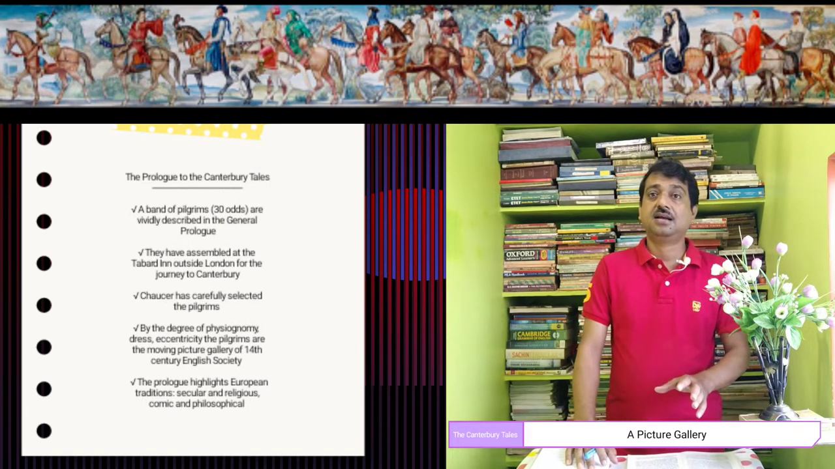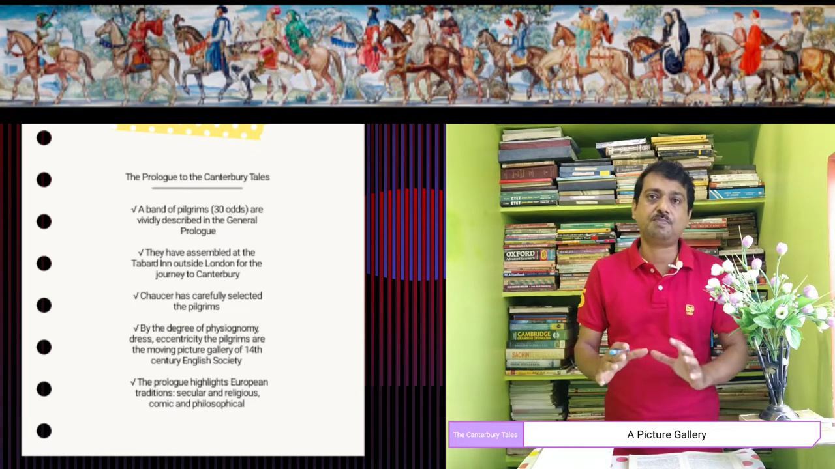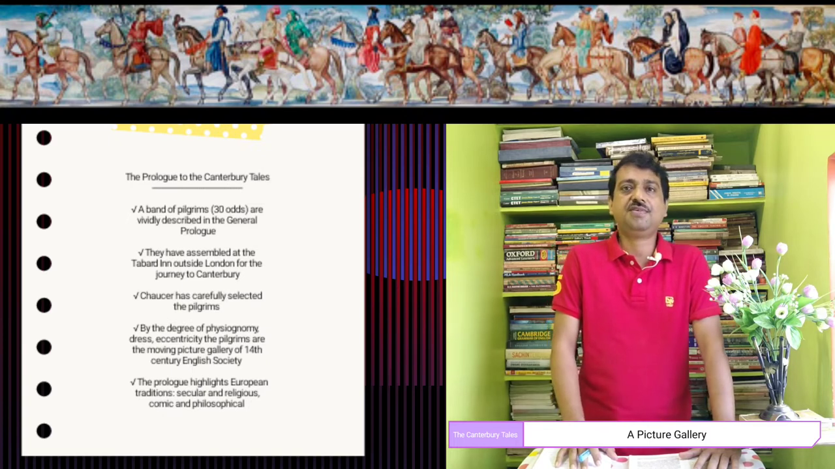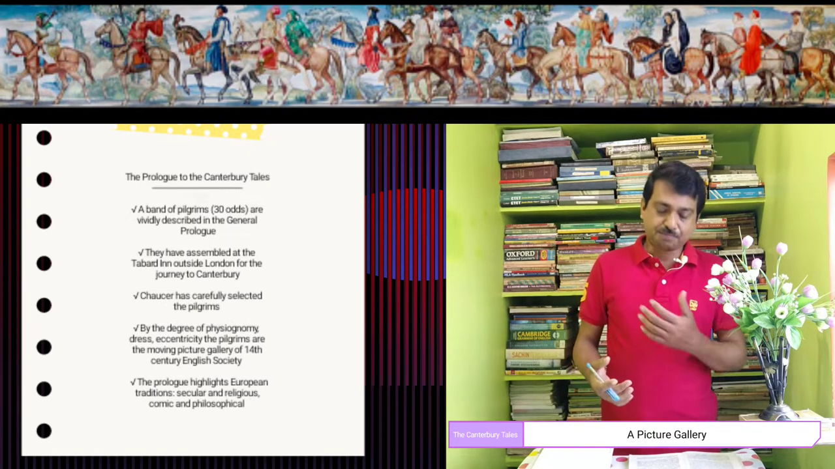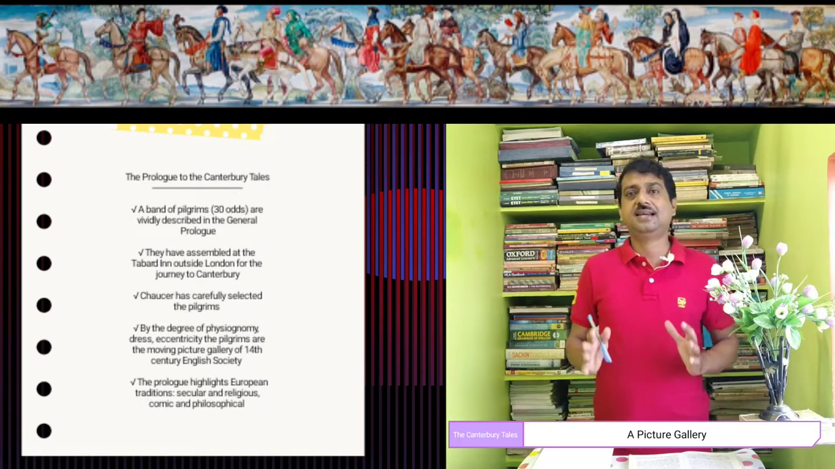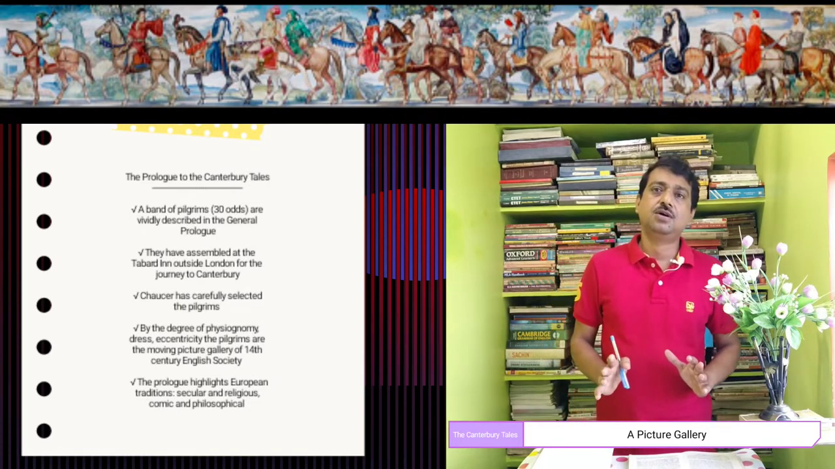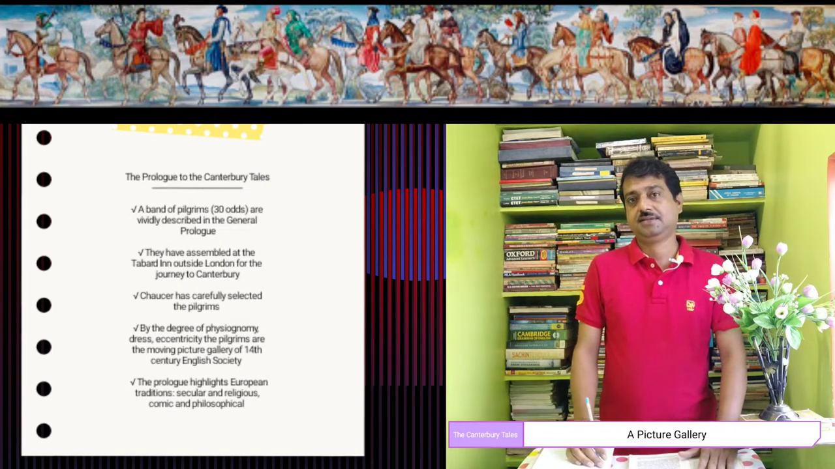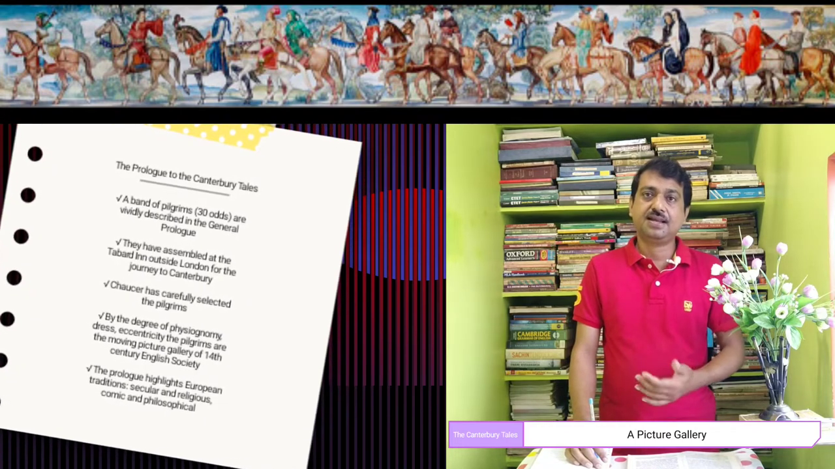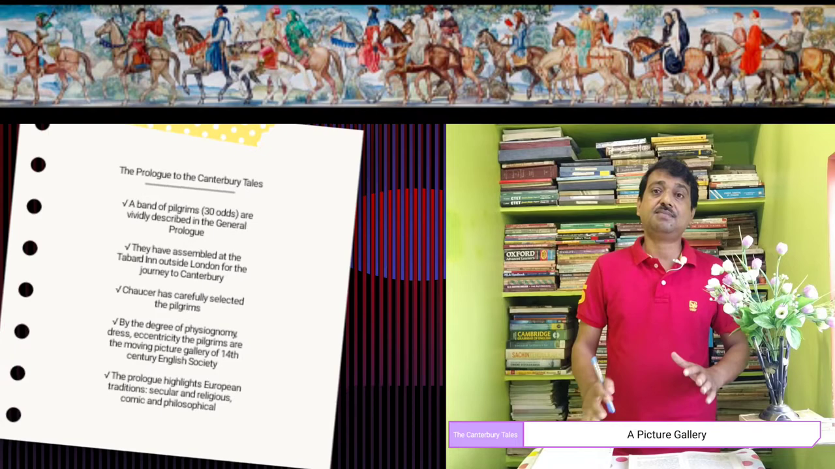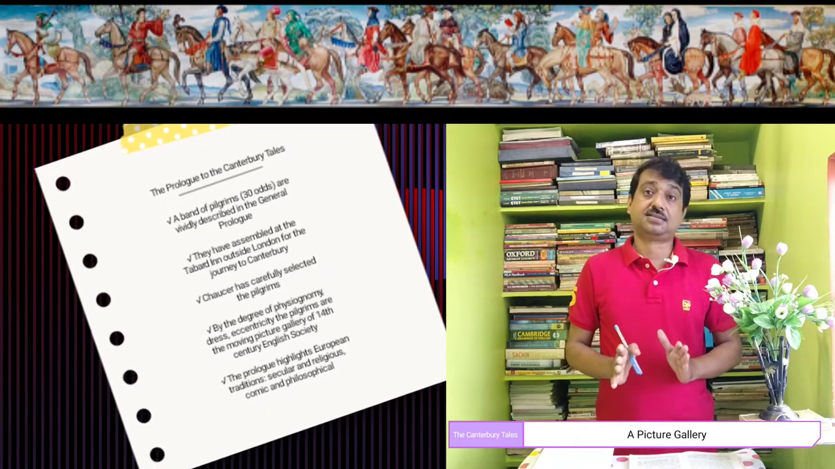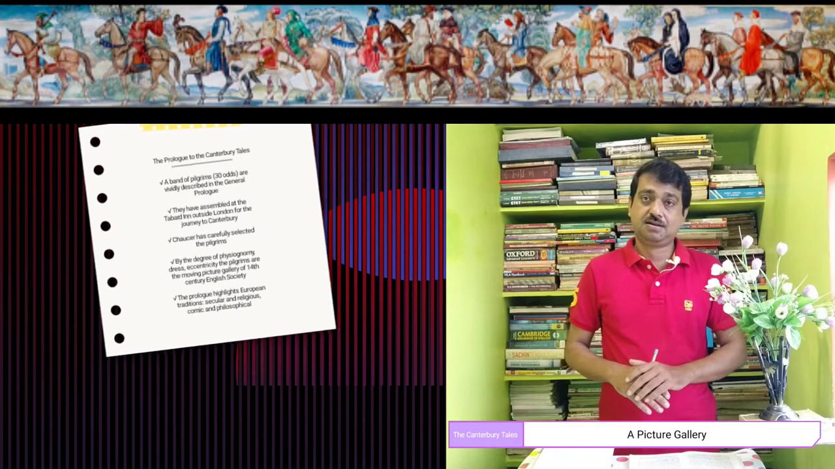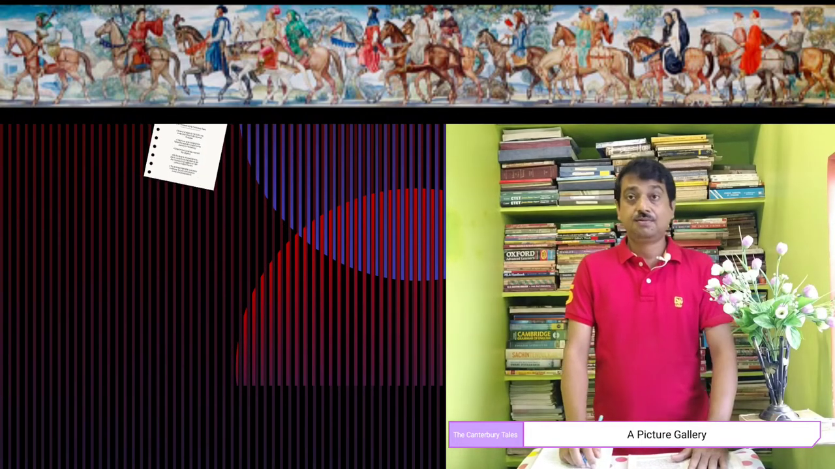The pilgrims are a group from varied backgrounds who recount often lusty tales on their way to the shrine of Saint Thomas Becket. In the prologue, Chaucer has hit off the points of the several characters with unrivaled grace and dexterity. By physiognomy, dress, and eccentricity, they are a moving picture gallery of 14th century English society, virtually covering every contemporary English class except the very lowest section of society. Now we will read the major characters that we find in the prologue section.